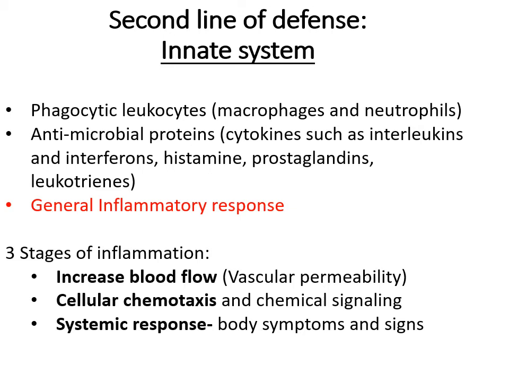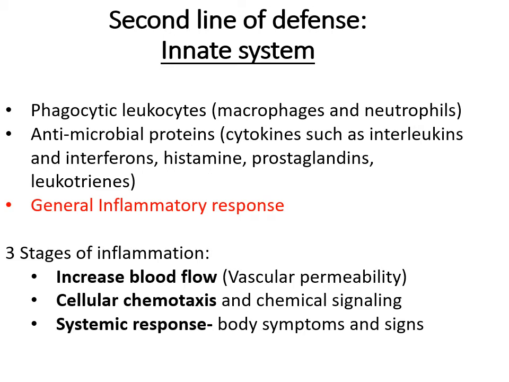Okay, so we have phagocytic leukocytes hanging around all the tissues, waiting for a potential invader. We have proteins that they can secrete to communicate with other cells and to cause vasodilation of the blood vessels, and the general inflammatory response, which is partly what we just spoke about. And we'll talk about the general inflammatory response.